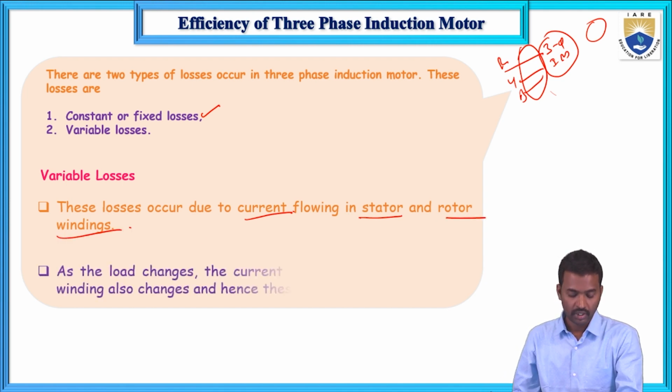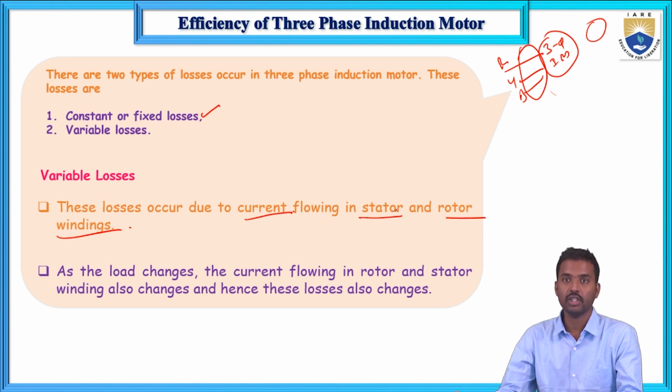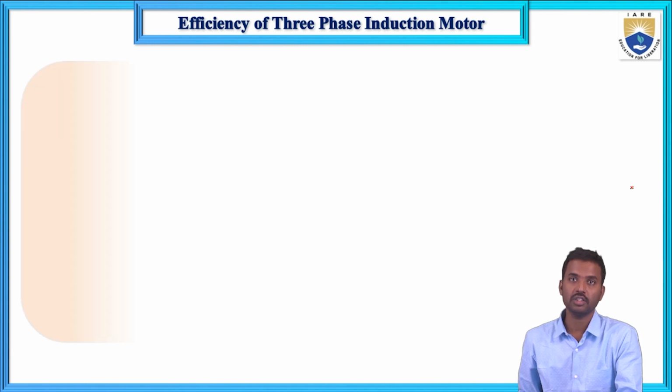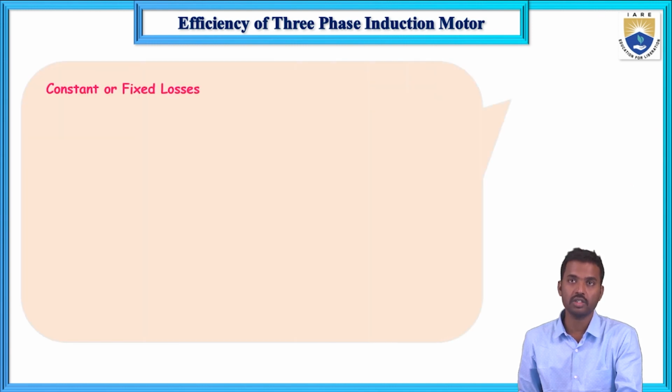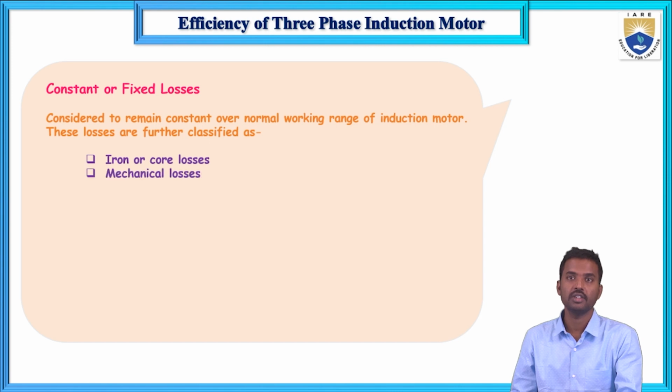Now, if the load changes, the current changes, and the rotor and stator currents also change. Because of this reason, we call the rotor copper losses and stator copper losses variable losses. Next, constant losses are fixed losses. Here there are further types: iron losses, mechanical losses, and brush friction losses.